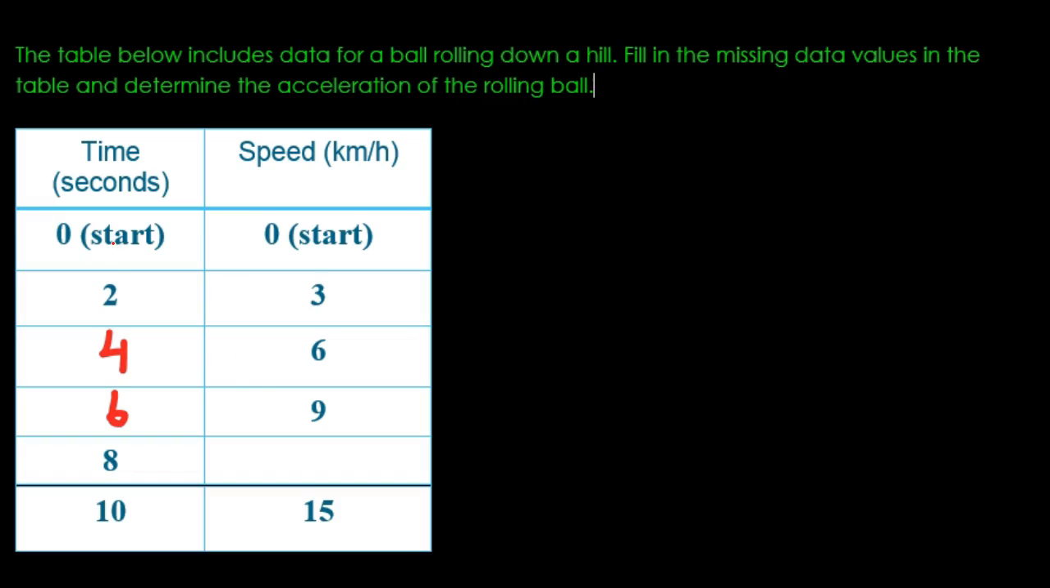At the start, at time 0, it is not moving, but as it rolls down the hill, it goes 3 kilometers per hour after 2 seconds, 6, 9. If we follow this number pattern, we can guess that for every 2 seconds that goes by, it goes faster by 3 kilometers per hour. We can have a look at the graph and make a pretty good inference at that.